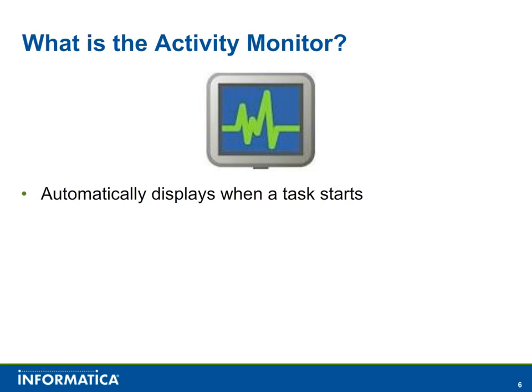The Activity Monitor automatically displays when a task starts in Informatica Cloud. The task could be started manually, via a schedule, via an outbound message from Salesforce, or via the Informatica Cloud API. Note that you can also view the Activity Monitor at any time by clicking on the Home tab in the application and then clicking on the Activity Monitor page.